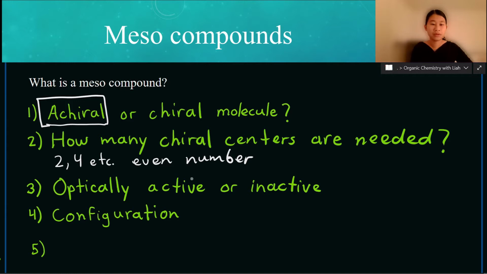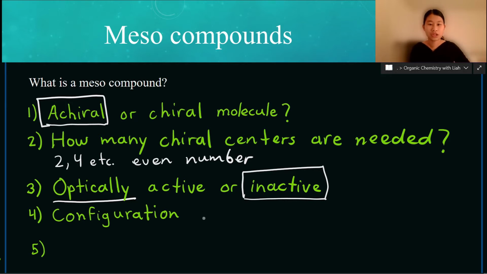Now, are meso compounds optically active or optically inactive? That is, do meso compounds rotate plane polarized light? Well, we know that achiral molecules are optically inactive. Therefore, meso compounds are optically inactive. Meso compounds will not rotate plane polarized light.